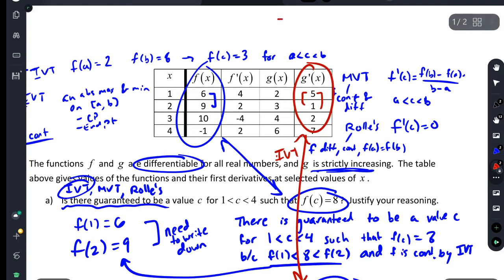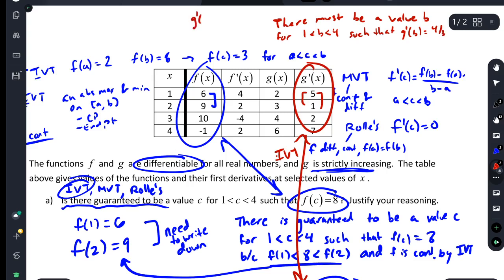there must be, same wording as they have, there must be a value b for 1 less than b less than 4, such that g'(b) equals 4/3. Now, what do I need to write down? I need to write down on the side, okay, g'(1) is 5, and g'(2) is 1. So 4/3 does pass through there.